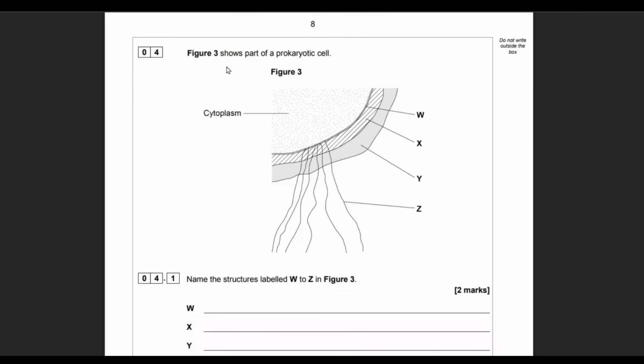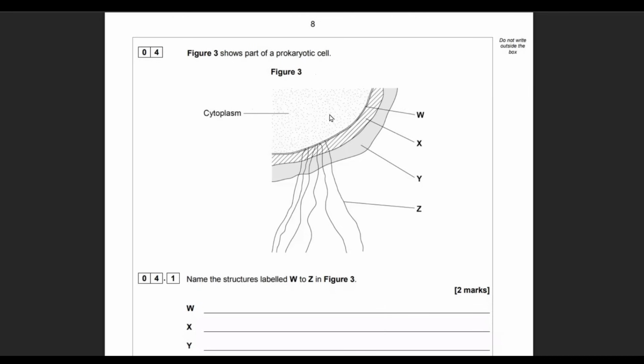Okay, let's get on to question 4. Figure 3 shows part of a prokaryotic cell. Here's figure 3. Have a little look. We've got the cytoplasm, and then we have W, X, Y, and Z. Name structures labeled W to Z in figure 3, and it's worth 2 marks. Why don't you grab some paper and a pen? Press pause on the video now. Have a go. All right, I'm going to go through the answers.